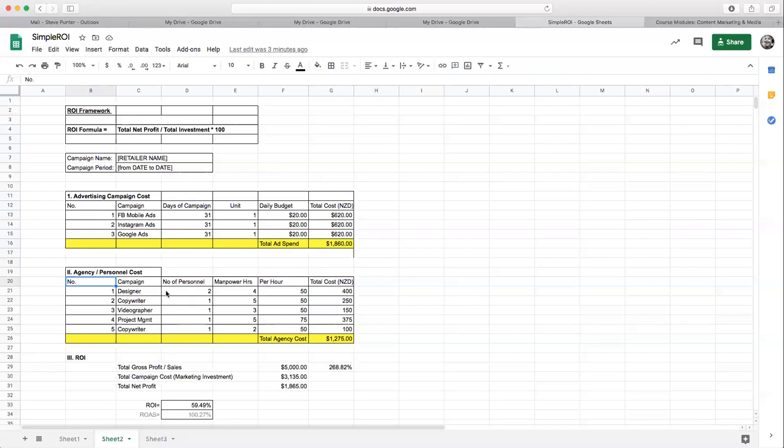Then we've got to go, well, how much has it cost us to create this ad? So I have a designer that needed to be involved. Well, two of them, in fact, gave me 4 hours worth of work, and you just keep adding up how much things cost. And so these 3 ads ended up costing me in personnel cost $1,275.